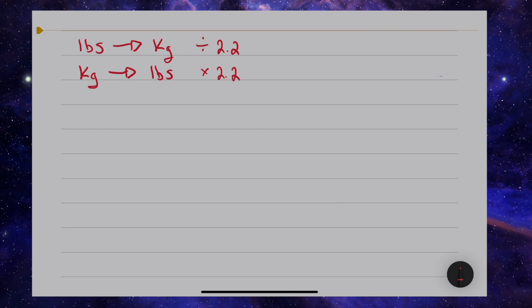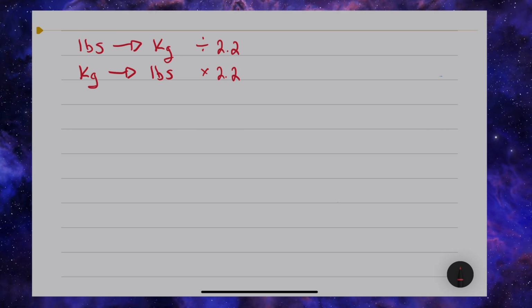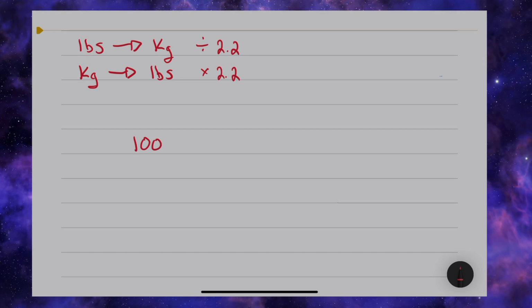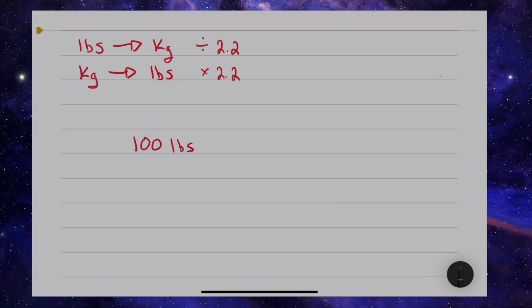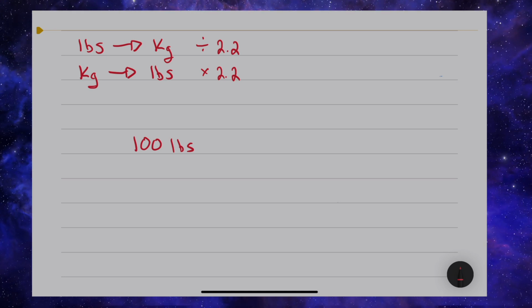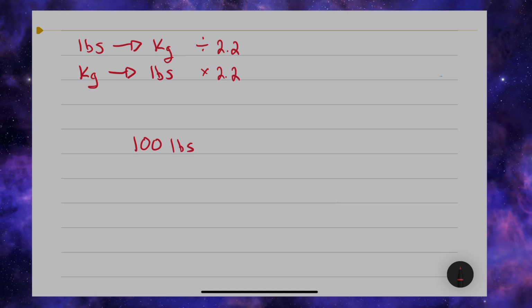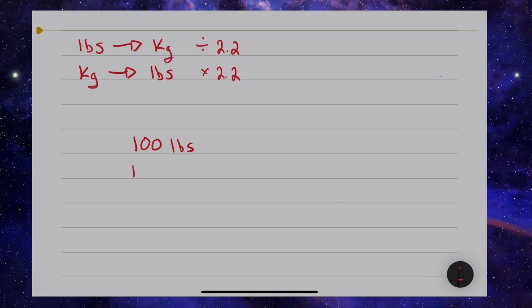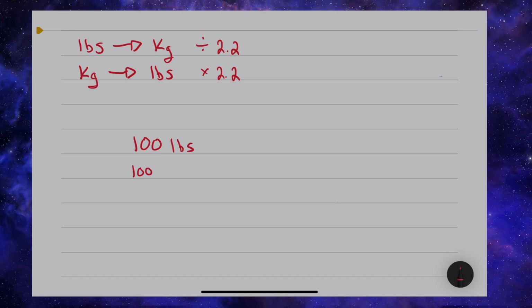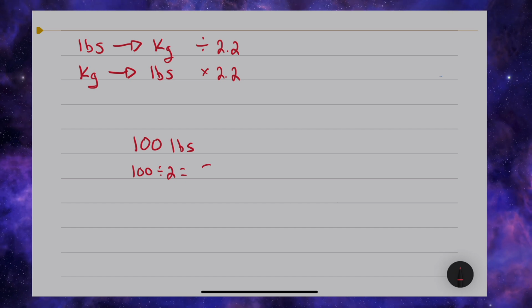So say that we have a patient that is 100 pounds. So we have a 100-pound patient, and we need to know how many kilograms this patient weighs. Well, the way to figure that out, just from the trick method here, is to take 100 and divide that by 2. So 100 divided by 2 is going to give me 50.